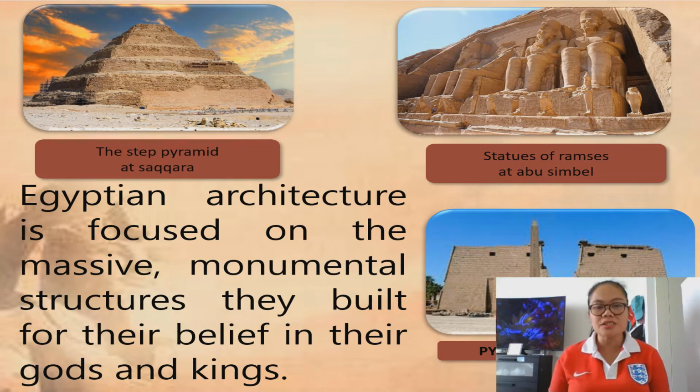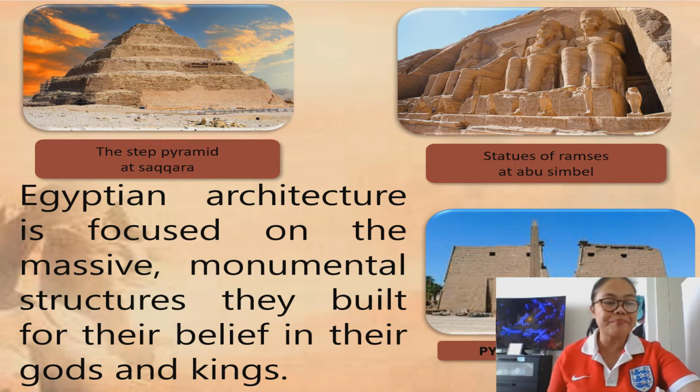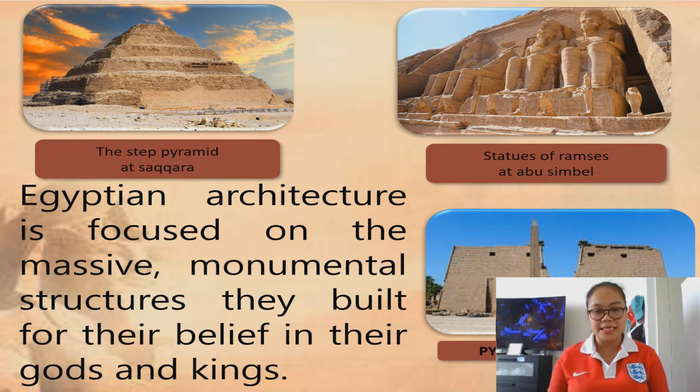Egyptian architecture is focused on the massive monumental structures they built for their belief in their gods and their kings. Examples are the pyramid, the statues of Ramses at Abu Simbel, and the pylon and basilica. These are the famous architecture of the Egyptian people.